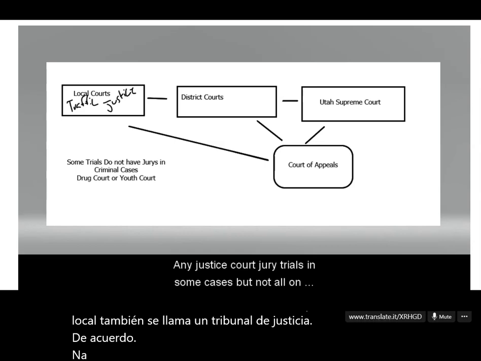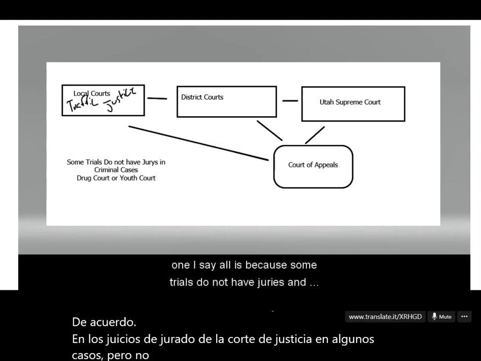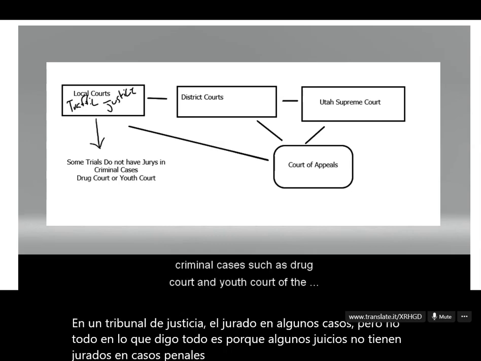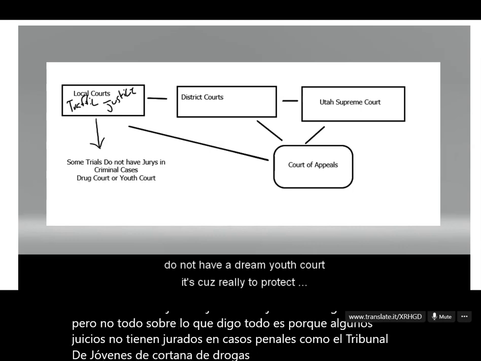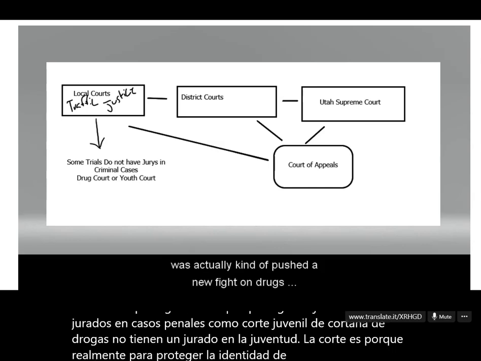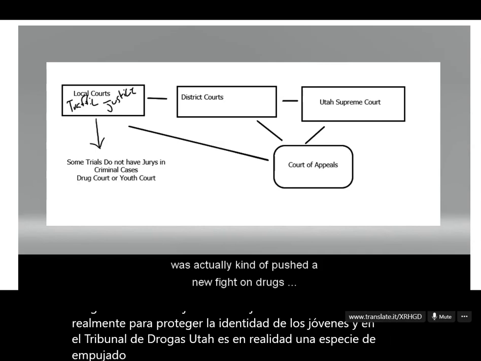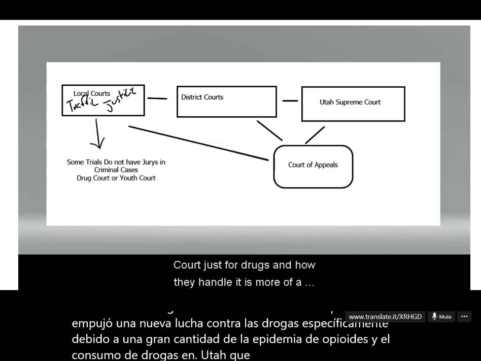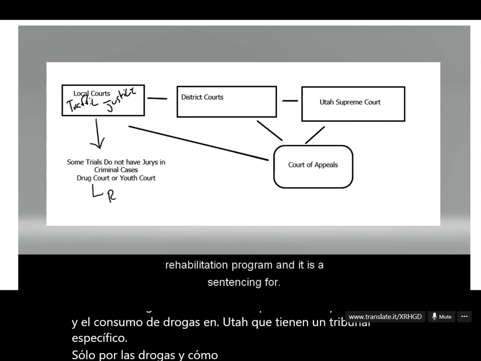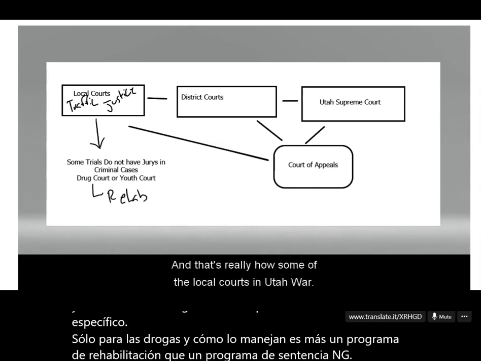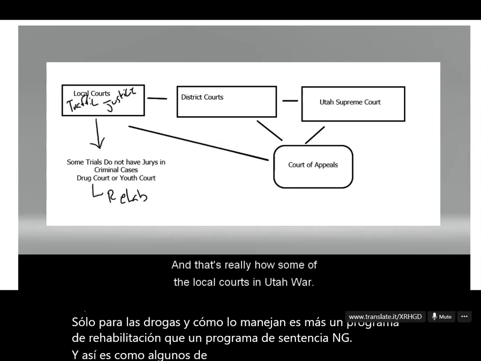In a justice court, there are jury trials in some cases, but not all. And why I say not all is because some criminal trials do not have juries, such as drug court and youth court. They do not have a jury in youth court really to protect the identity of the youth. And in drug court, Utah has kind of pushed a new fight on drugs, specifically because of the opioid epidemic and the drug use in Utah, so they have a specific court just for drugs. How they handle it is more of a rehabilitation program than a sentencing program. Okay? And that's really how some of the local courts in Utah work.